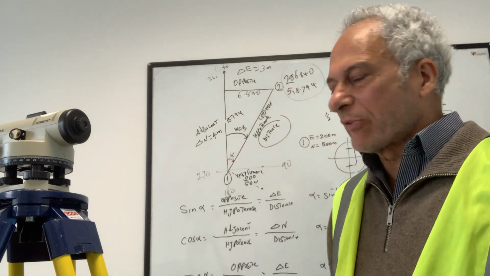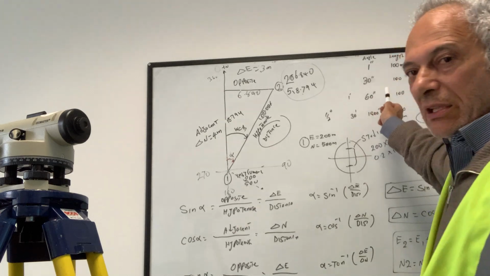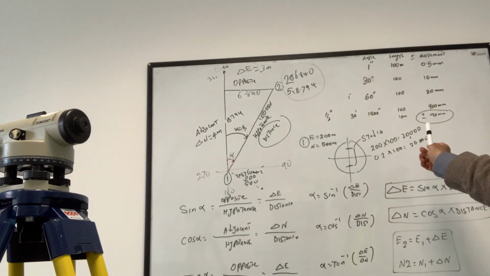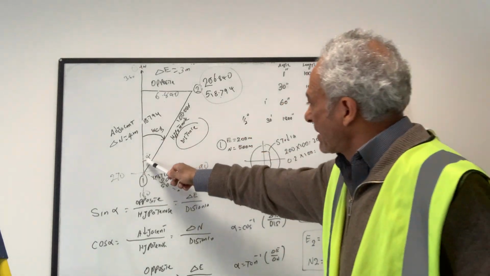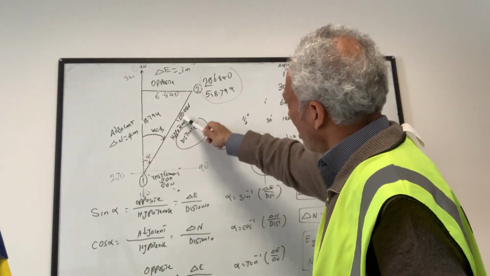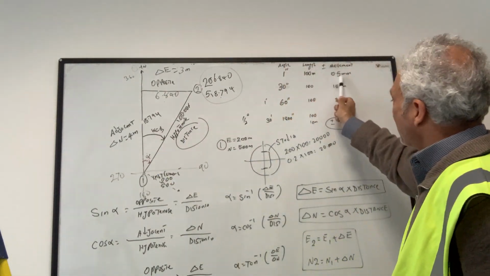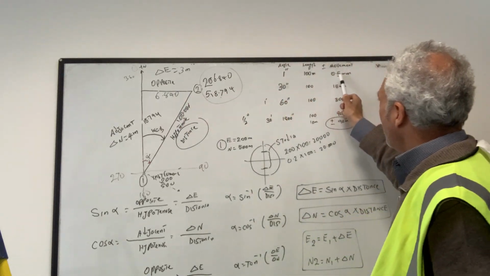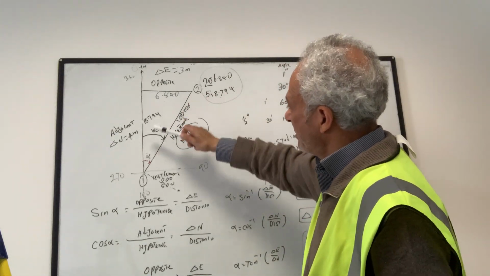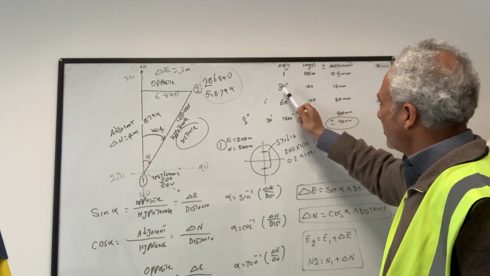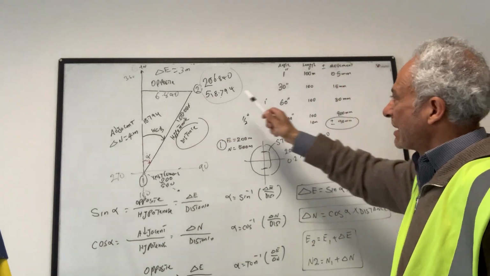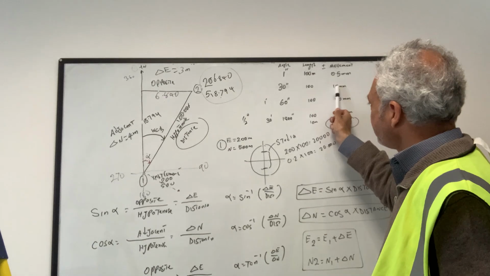Now I'll tell you what the rough means. If this angle was 1 second and this distance was 100 meters, that opposite side will be half a millimeter. So that's half a millimeter if that was 1 second at 100 meters. If that was 30 seconds in 100 meters, that length will be 15 millimeters.